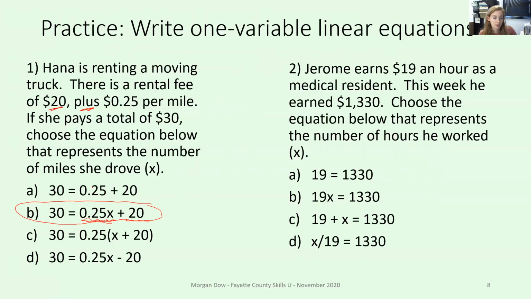Choice A doesn't work because it's missing the number of miles she drove, right? It just says 25 cents plus 20. That does not equal 30. That's not a true equation.